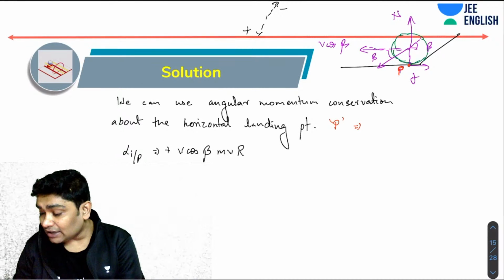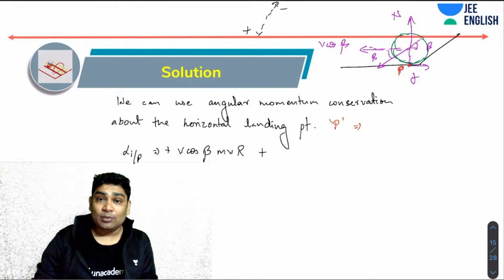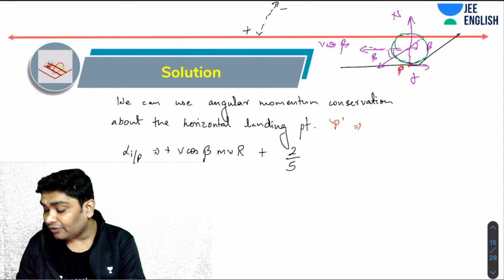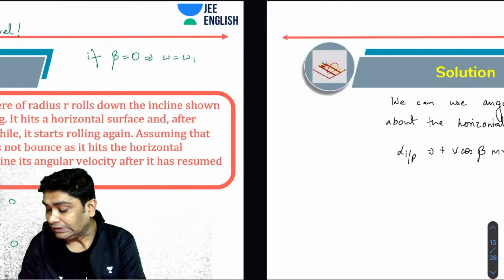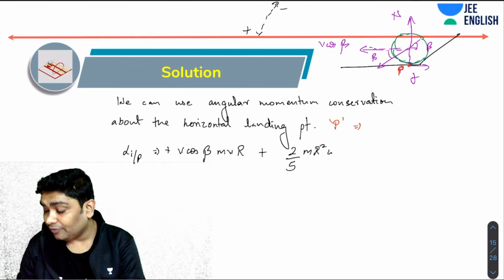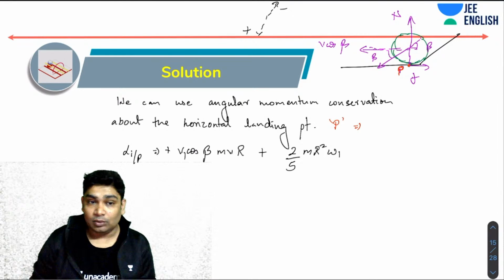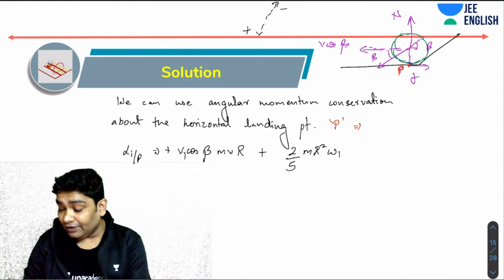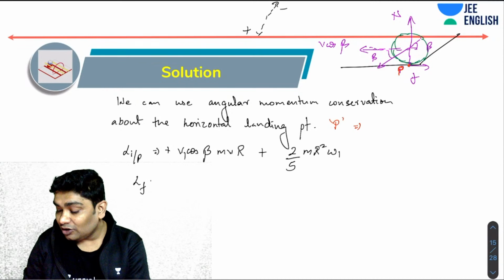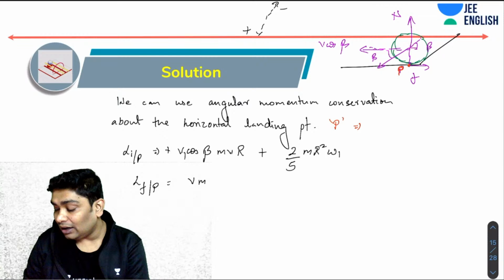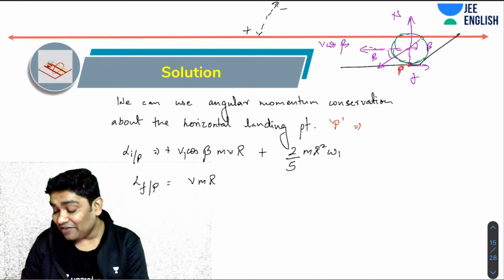Plus I will have some I_CM omega term also, and the I_CM omega term would be 2 by 5 m r square times omega 1. This would have been the initial angular momentum. And finally, when the pure rolling starts, the answer would be MVR.